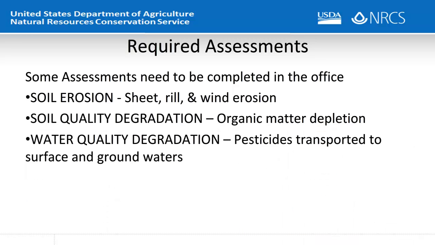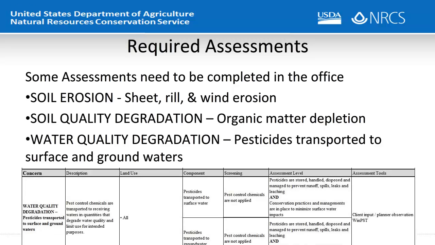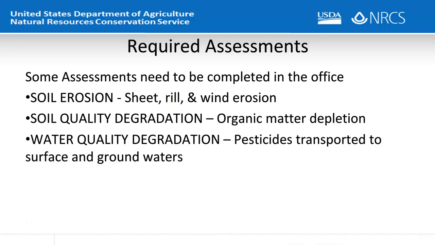For water quality degradation, pesticides transported to surface and groundwaters, we will use a predictive tool, WinPST, to predict the expected pesticide risk hazards. Then we will use a deductive method to determine if techniques and practices that are being used will mitigate those risks.